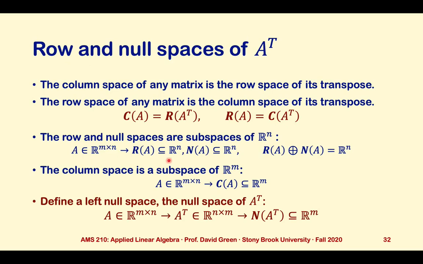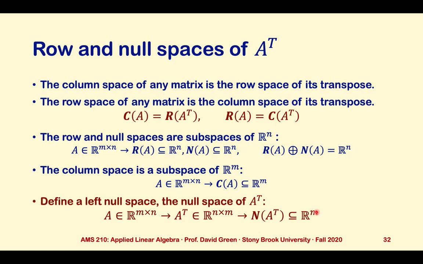The idea that we are going to use to complete this picture is one of a left null space, the null space of A transpose. It has exactly the same definition as the regular null space, just that we're using the transpose instead. If we have some A which is an m by n matrix, the transpose will be an n by m matrix. And we can say, what is the null space of that? A transpose has m columns, so the null space of this matrix will be in Rm.